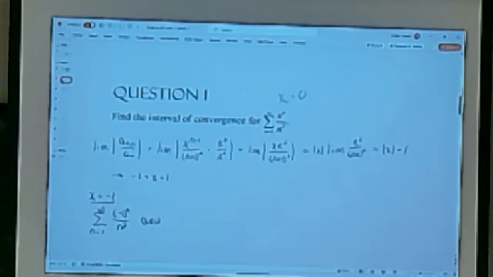When x equals 1, we have 1 over n squared. 1 to the nth power, of course, is just 1. I don't think it converges. Why? This is a p series. Specifically, it's a convergent p series. We converge at both endpoints. There's our interval of convergence: the closed interval -1 to +1. Both endpoints are included.